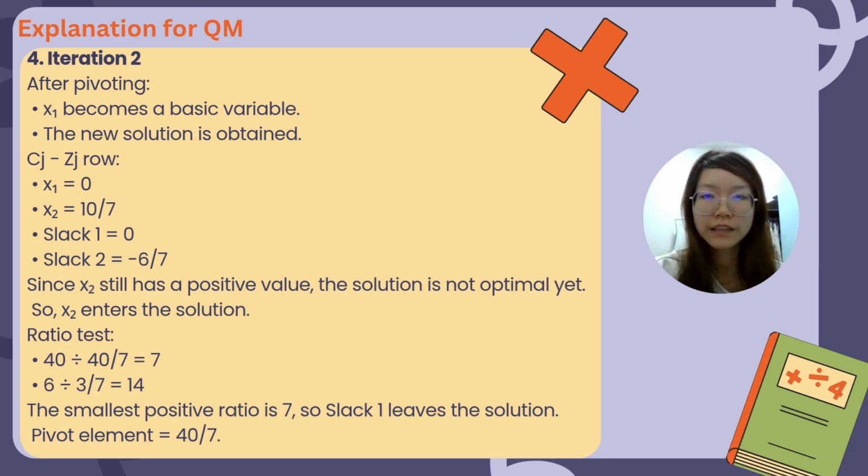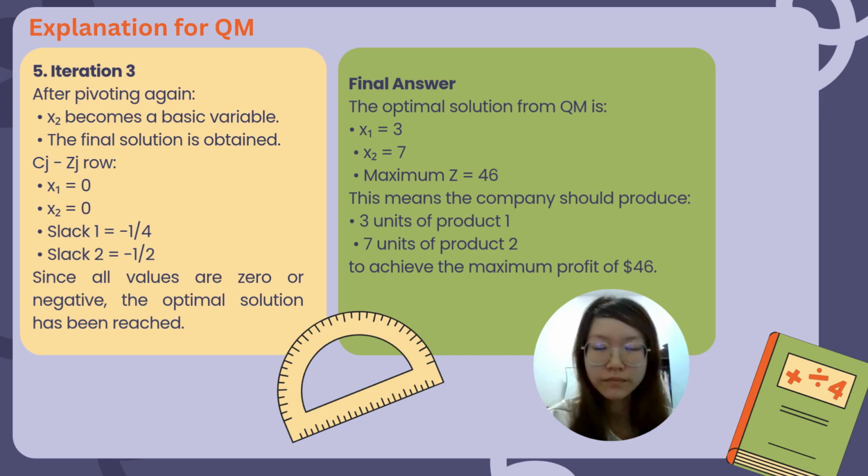Next, we perform another ratio test. 40 divided by 40 over 7 equals 7, and 6 divided by 3 over 7 equals 14. The smallest positive ratio is 7, so s1 leaves the solution. The pivot element is 40 over 7. After pivoting again, x2 becomes a basic variable and the final solution is obtained.